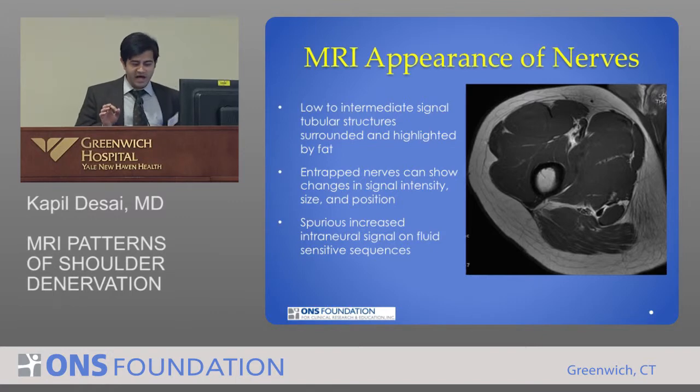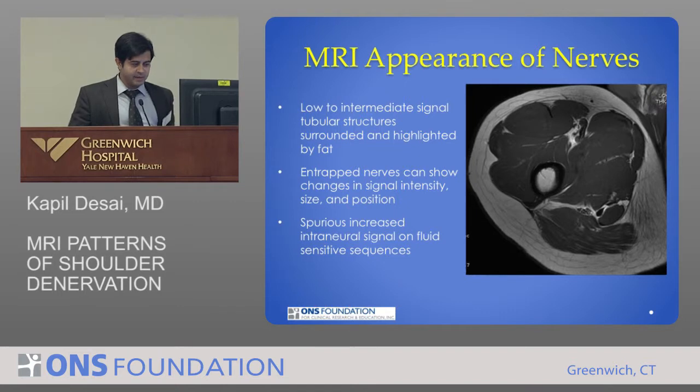Okay, so let's look at these dots a little bit more closely. This is what nerves look like on MRI. They're usually low to intermediate signal tubular structures that are surrounded by fat. And thank God for the American diet. Thank God for fat, because without the fat, we would not see these nerves on MRI.